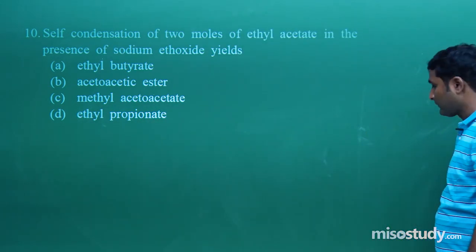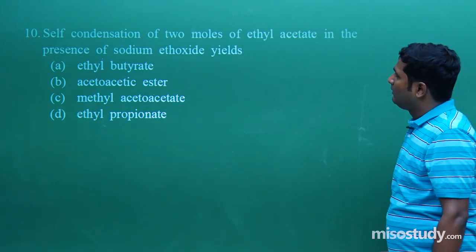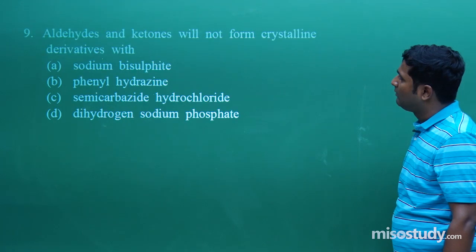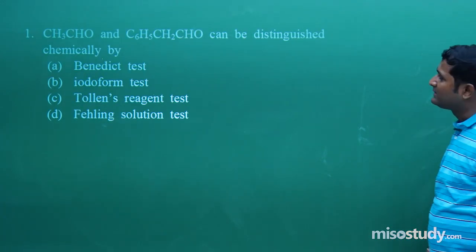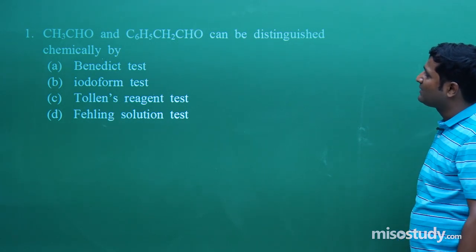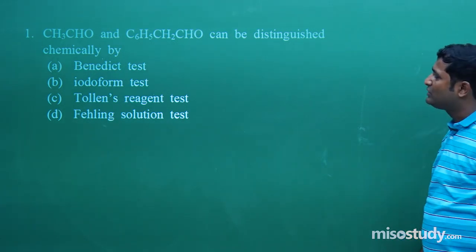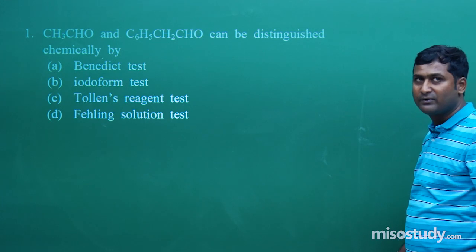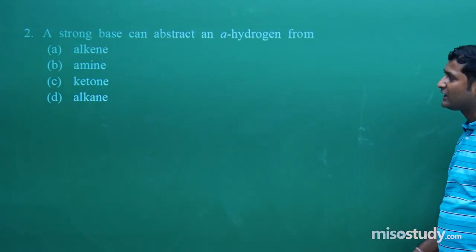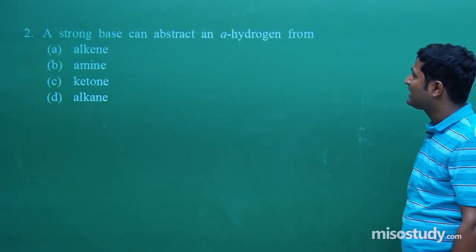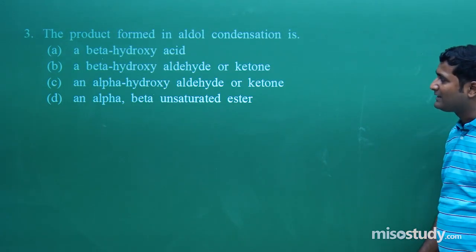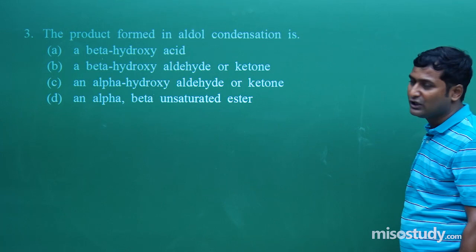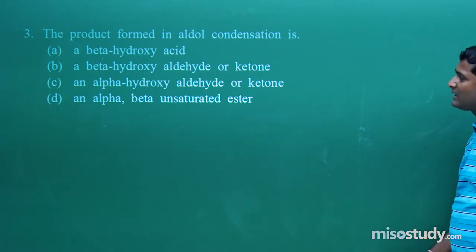Now let's move to the revision. For question number 1, CH3CHO and C6H5CH2CHO can be distinguished by using the iodoform test. B is the correct option. For question number 2, a strong base can abstract an alpha hydrogen from a ketone, C option. For question number 3, that is beta hydroxy aldehyde and ketone, B is the correct option.